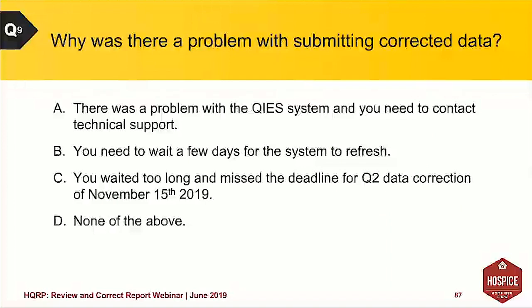A, there was a problem with the system, and you need to contact technical support. Or B, you need to wait a few days for the system to refresh. Is it C, you waited too long and missed the deadline for Q2 data correction of November 15th? Or is it none of the above?